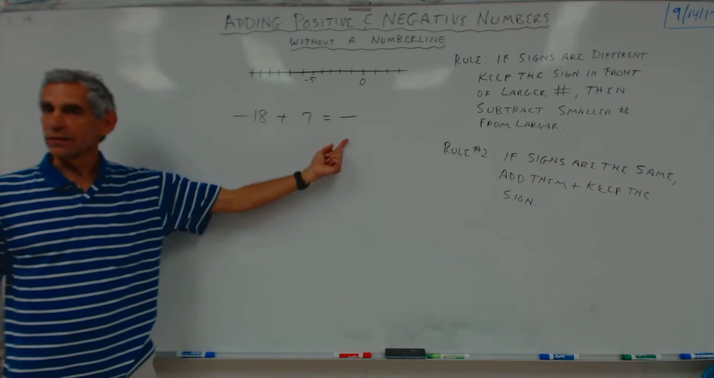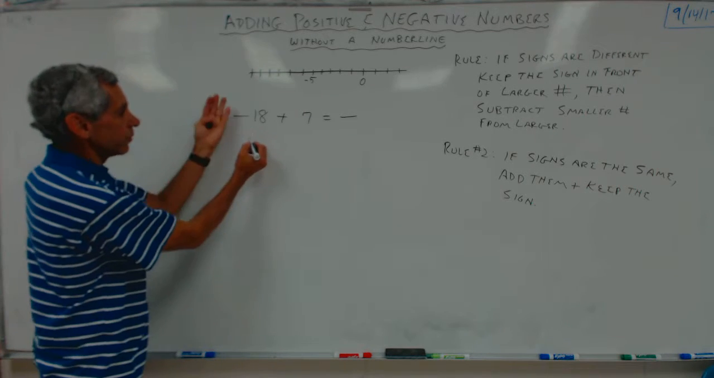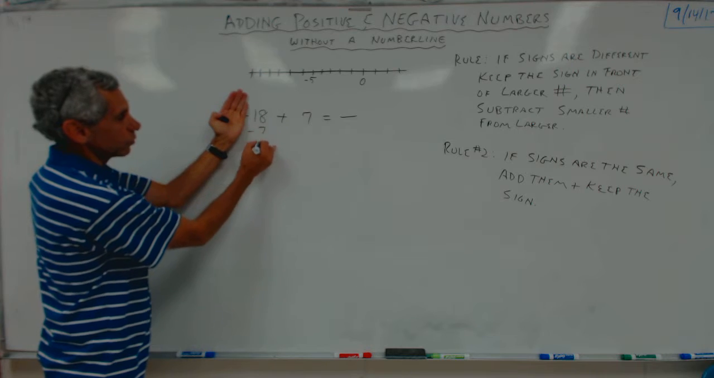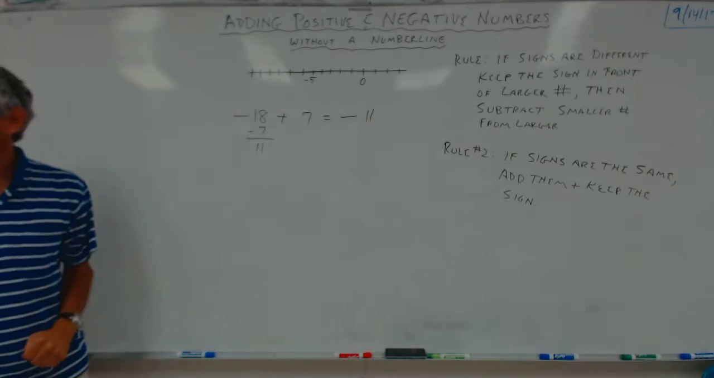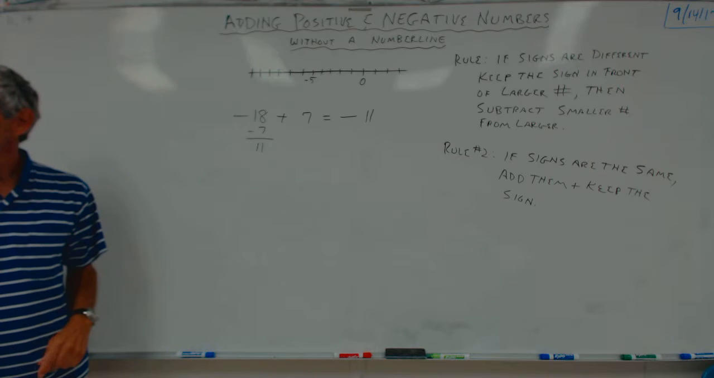I immediately write that sign. Now I'm going to just subtract the smaller number from the bigger, and I get 11. So it's negative 11. Did you see that? See how easy that is?